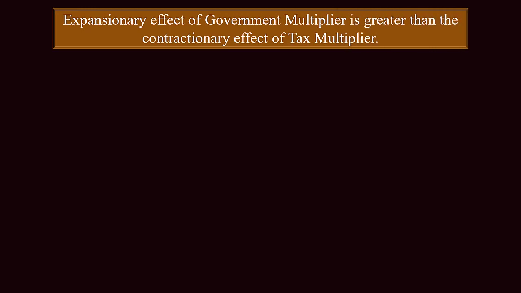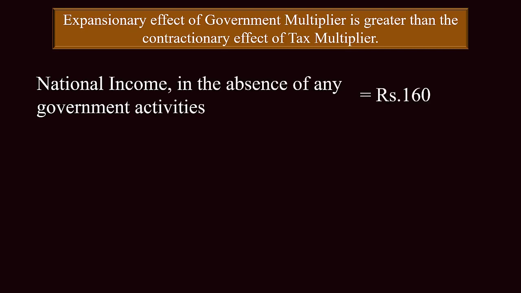Expansionary effect of government multiplier is greater than the contractionary effect of tax multiplier. The national income in the absence of any government activities is 160 rupees. Already I said in part 1 that I mean the money in crores. Let us examine the contractionary effect of imposition of 25 rupees lump sum tax on national income first. We know after the imposition of tax, national income will be reduced by tax multiplier times 25.